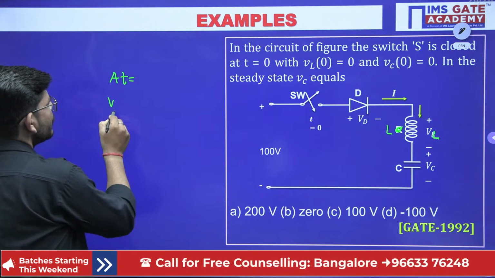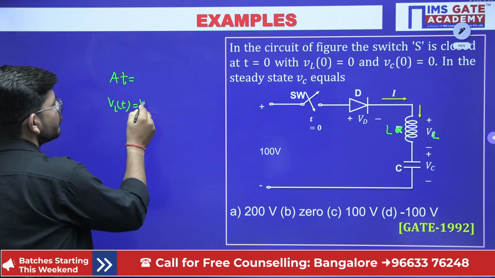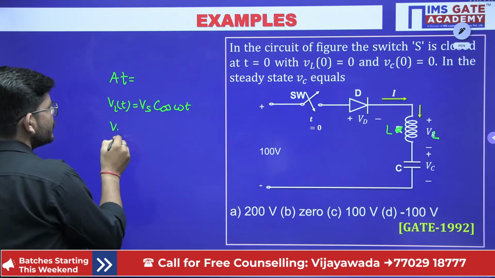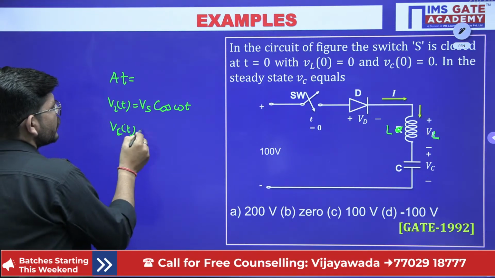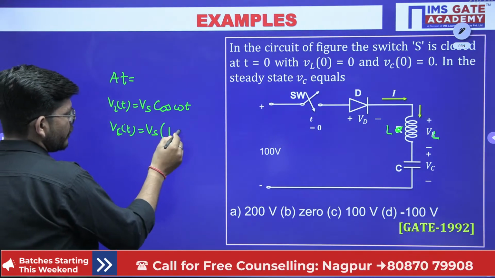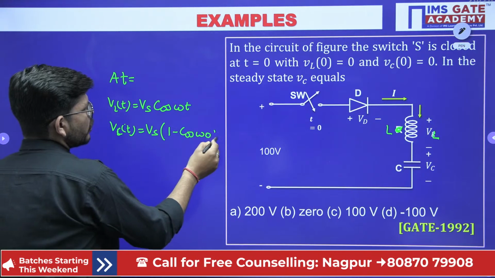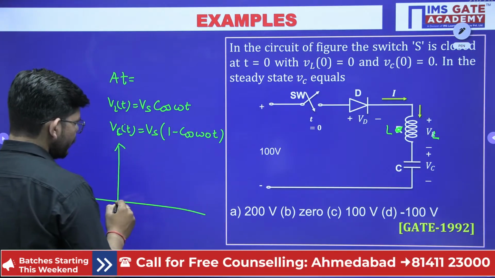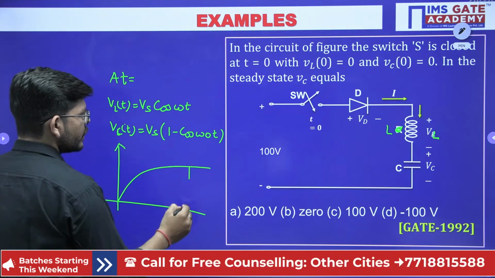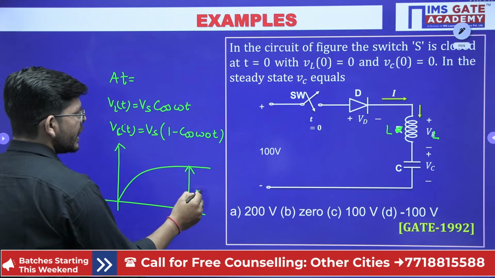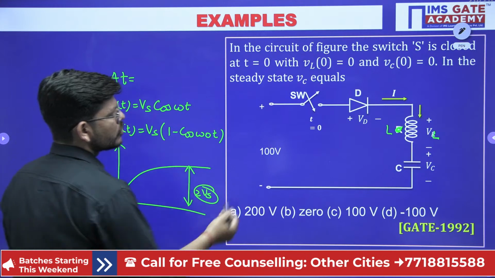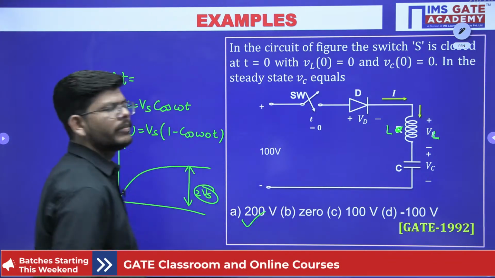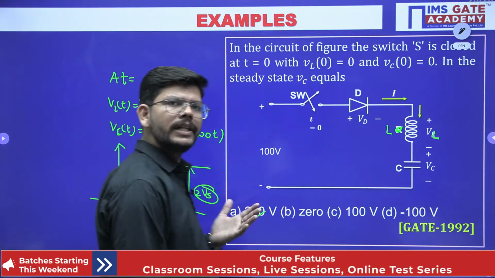So the inductor voltage, if I talk about it, follows the cos curve, and the capacitor voltage was Vs times 1 minus cos omega naught t. If you remember, we have plotted the Vc curve and it was like this. The capacitor voltage at the end was 2 Vs. So Vs is basically 100, 200 will be the answer, isn't it? This we have covered in the class.